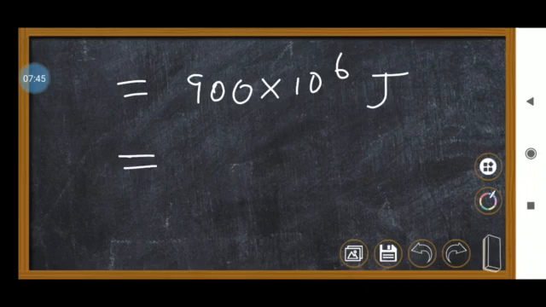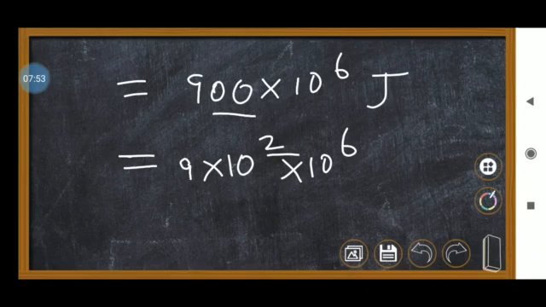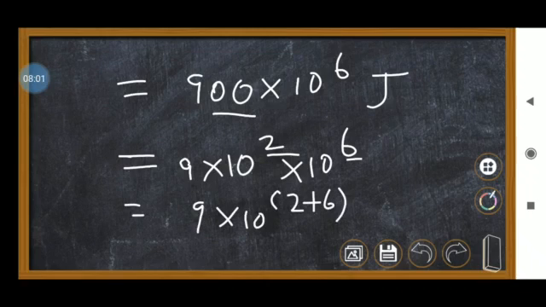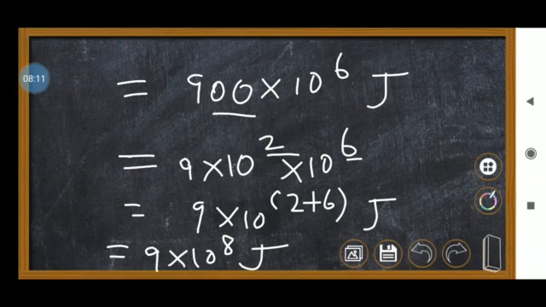900 into 10 power 6 joule, we can write as 9 into 10 power 2 into 10 power 6. Now the base is the same but the powers are different, so we can add them: 9 into 10 power 2 plus 6. That means 9 into 10 power 8 joule. So this much energy is consumed in a month. Students, this is 9 into 10 to the power 8 joule, the energy consumed in that month.